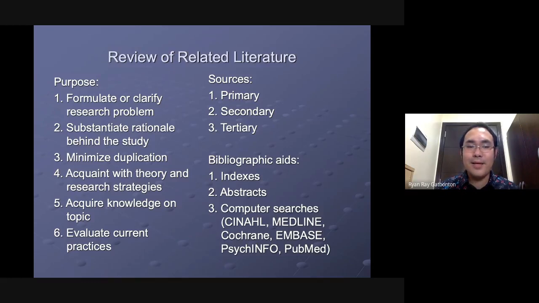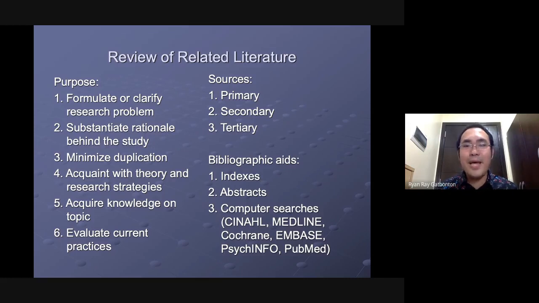Pwede 'yon. Okay? It's also important to do related literature because you want to acquire knowledge on the topic and even evaluate current practices. Always remember when you do related literature, recognize the primary sources or the sources of literature, be it primary or secondary or tertiary sources.